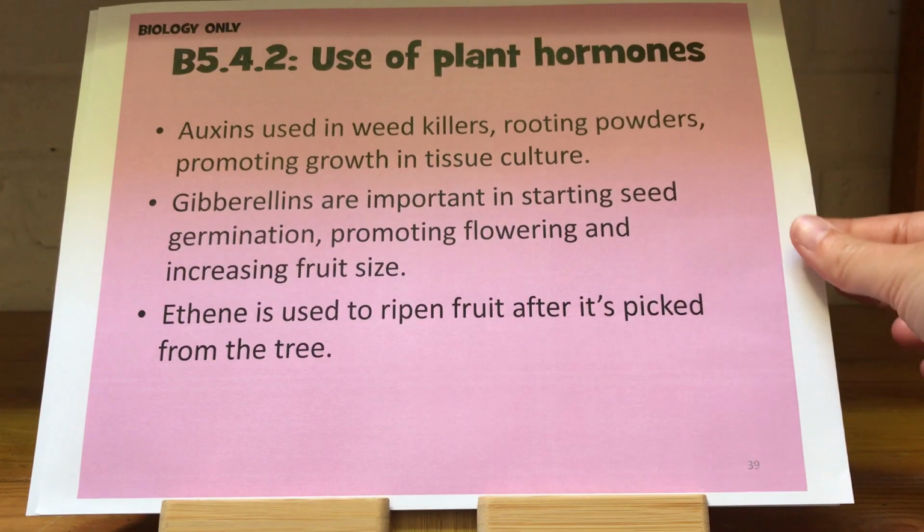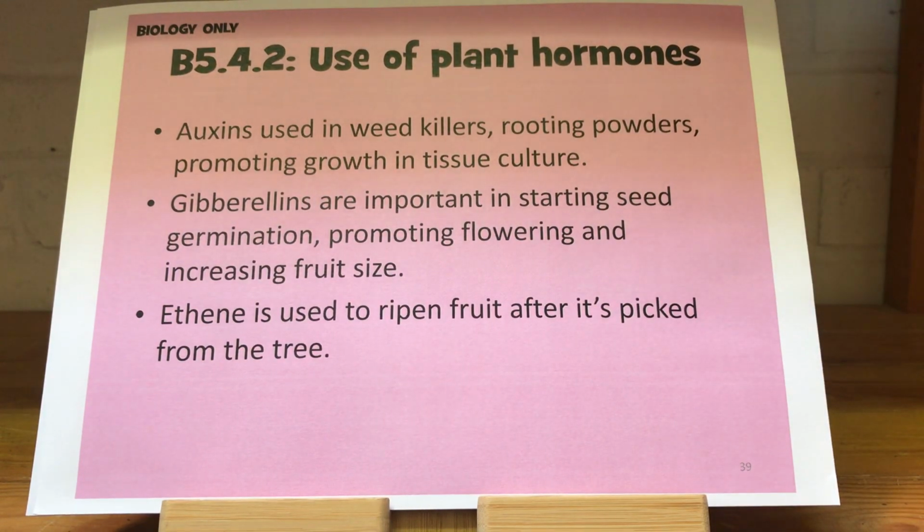Uses of plant hormones, the final slide. So auxin, we can use it in rooting powders. If we take a cutting from a plant, we dip it in some rooting powder, some auxin, and then we can plant it into the soil, help it grow.